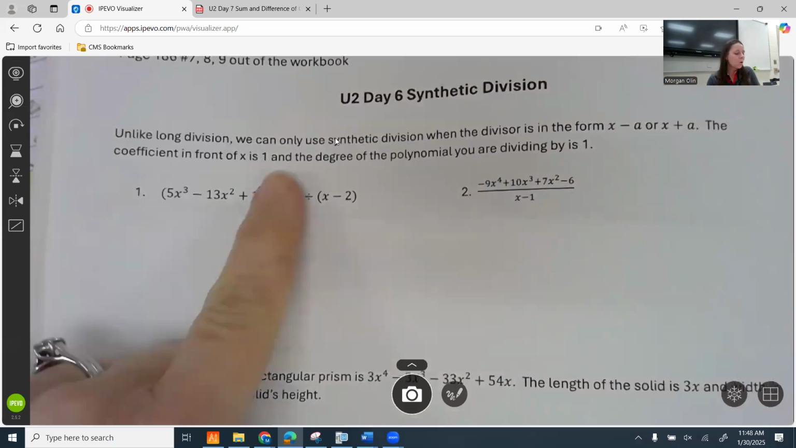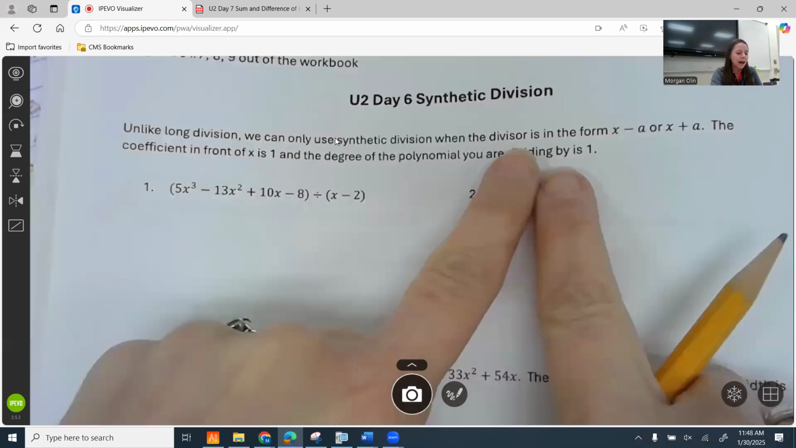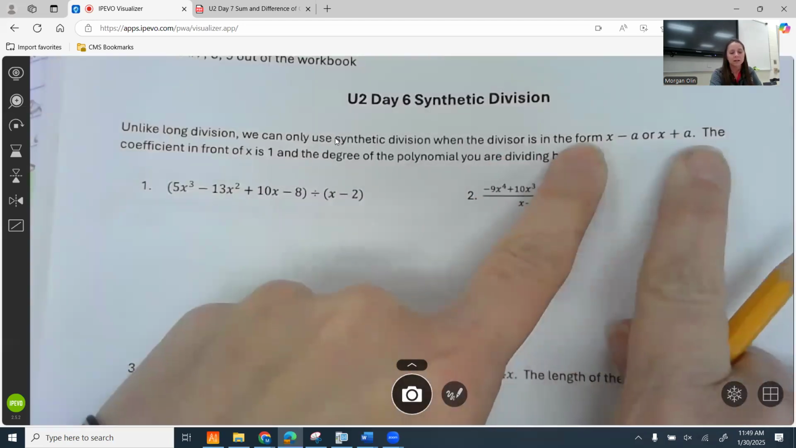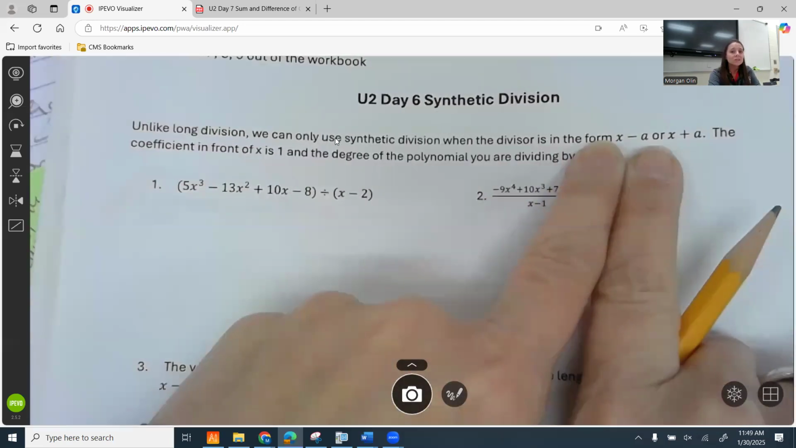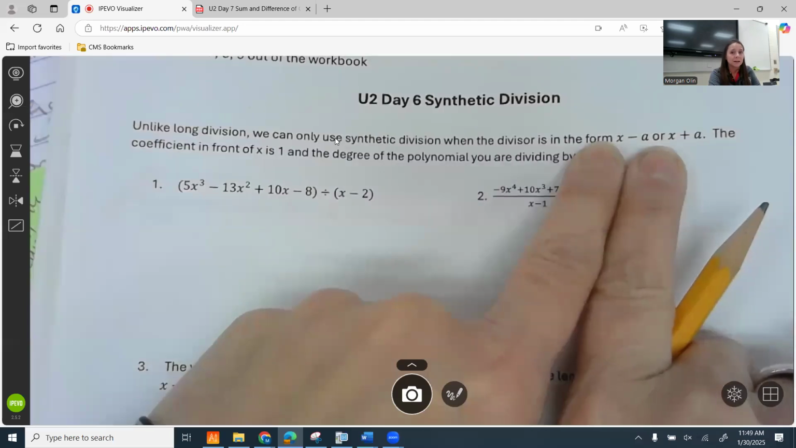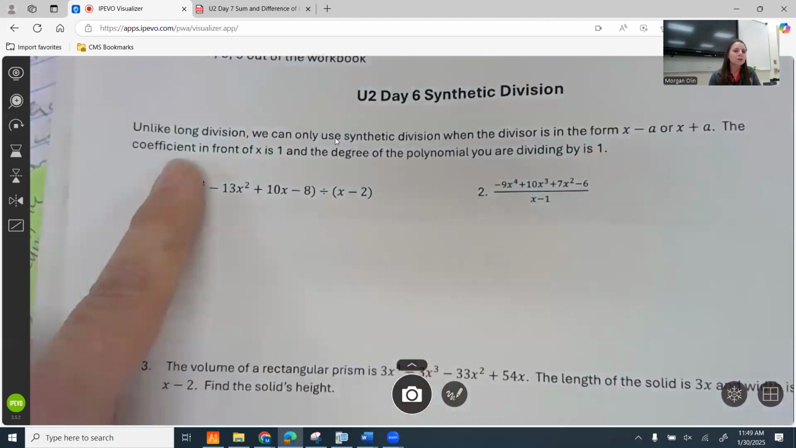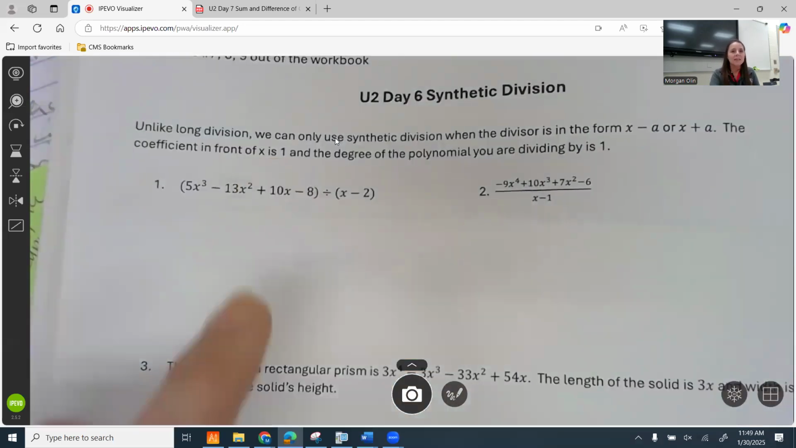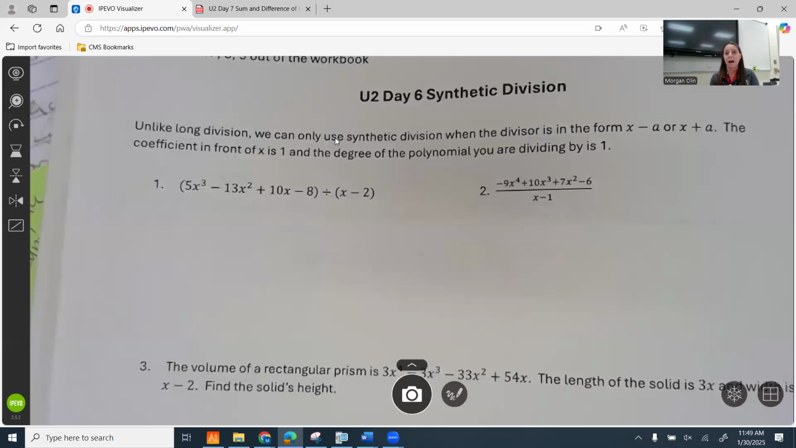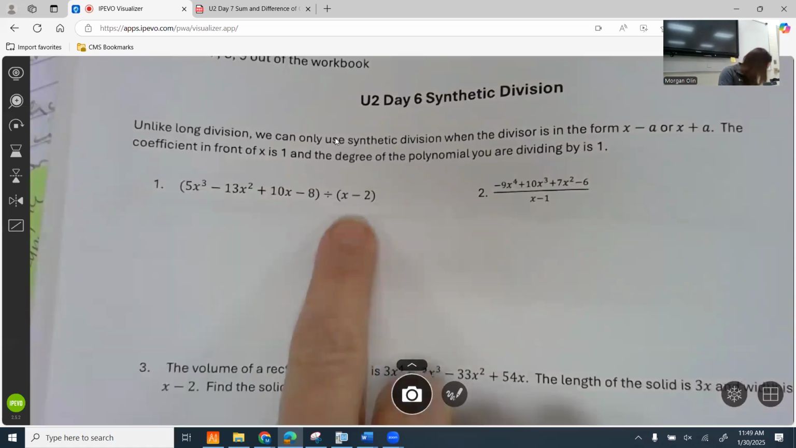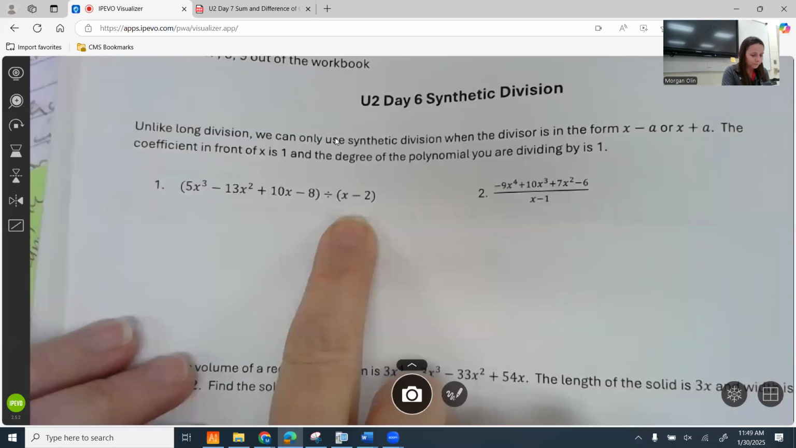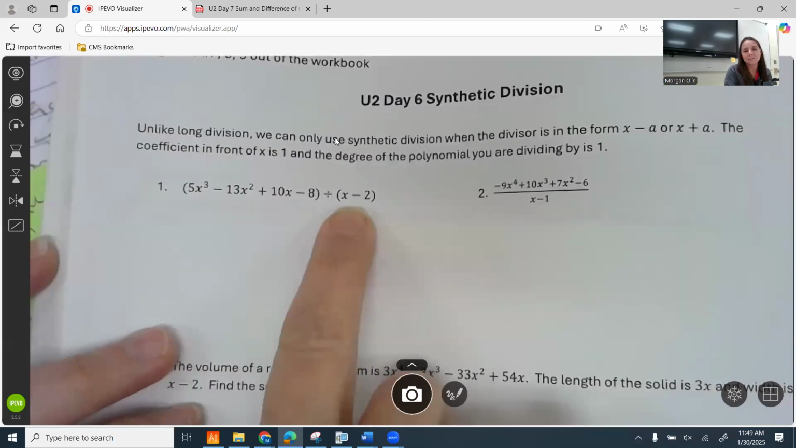Now, we can only use synthetic division when the divisor is in the form x minus a or x plus a. And what I mean by that is there's nothing out in front of this x. It's a 1 actually, you won't see the 1. The coefficient in front of x is 1, and the degree of the polynomial you're dividing by is 1. If you're dividing by something that has x squared, you're going to have to use long division. Now, here I can use synthetic division because I'm dividing by x minus 2.